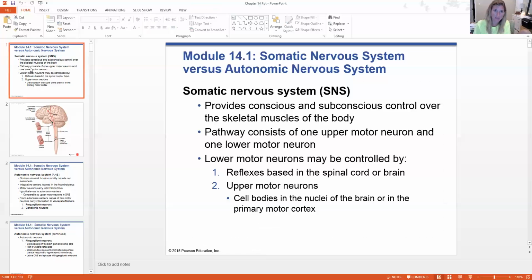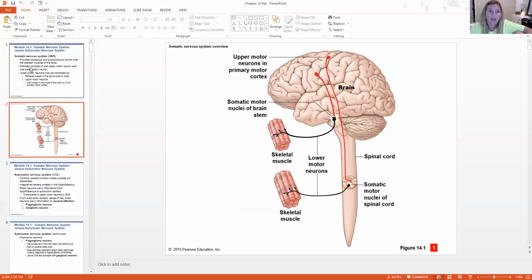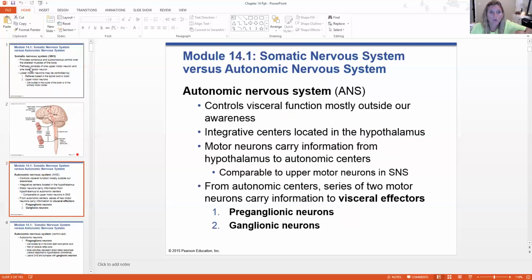The somatic nervous system is our conscious and subconscious control over our skeletal muscles. The pathways include upper and lower motor neurons. Typically, the lower motor neuron is controlled by like a reflex. The upper motor neuron has a cell body up in the brain or the primary cortex. And so that's somatic stuff. We're going to get into autonomic stuff.